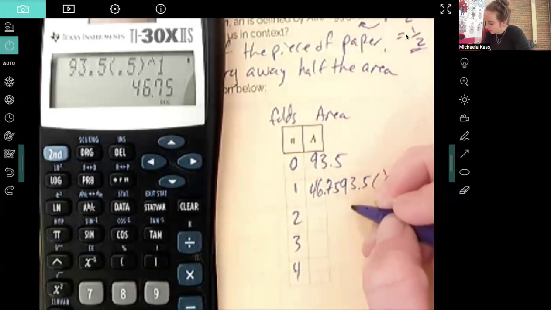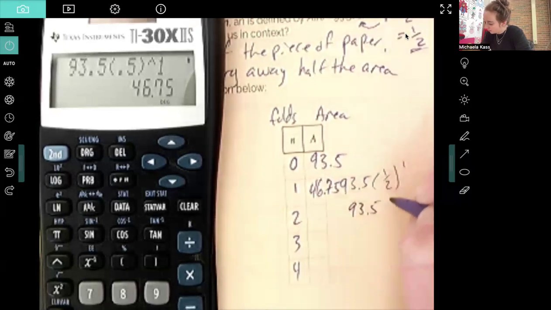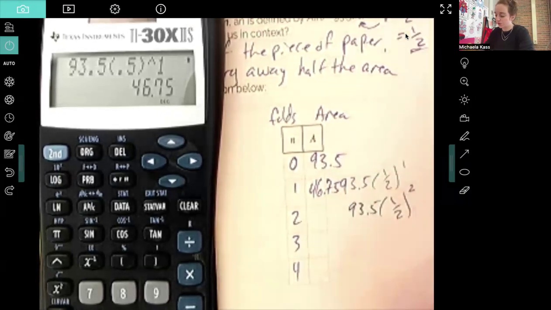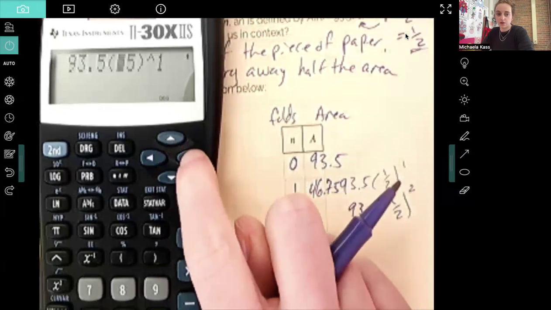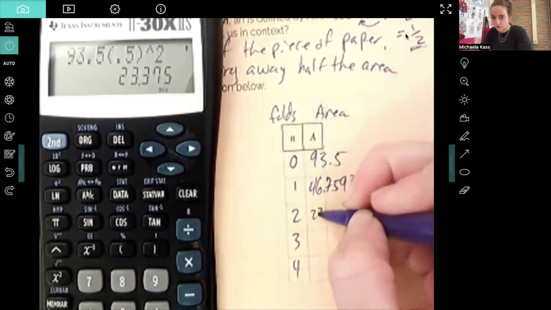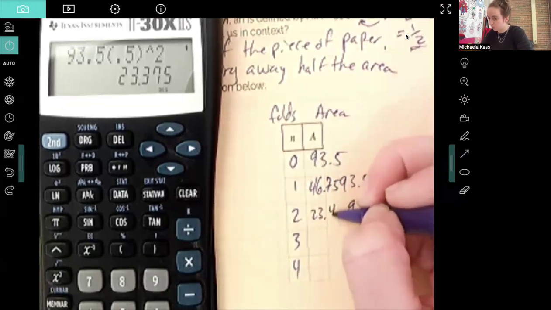We're going to plug in the 93.5, a half, to the power of 2 this time, right? Raising to the power of 2. So again, changing that in my calculator, scrolling over to where 2 is and pushing enter. I get 23, let's just round it to 4.